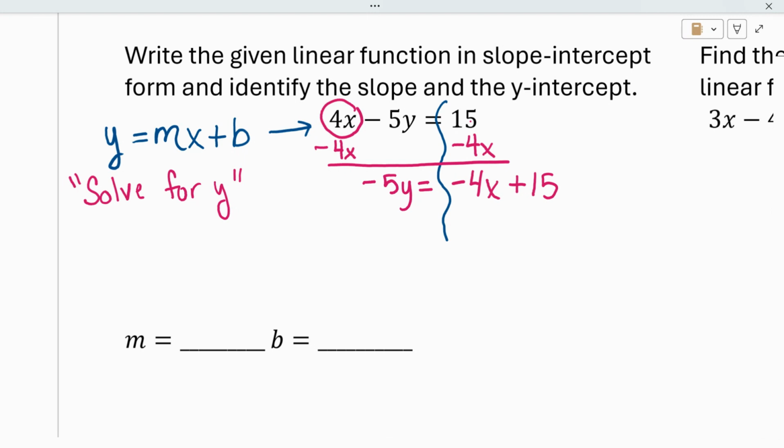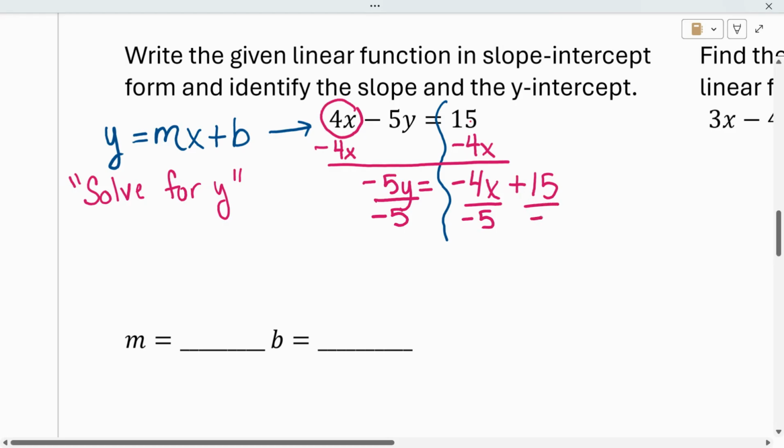Okay, so I'm almost ready. I almost have y all by itself. Right now it says negative 5y. That means negative 5 times y. I want to get y all by itself. What am I going to have to do? That says negative 5 times y. Divide by negative 5. Remember, whatever I do on one side, I have to do on the other side. And I say this all the time, every stinking term. Everything gets divided by negative 5. Every single term on the right side, not just the first term, all of them, okay?